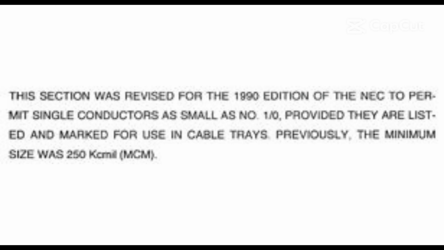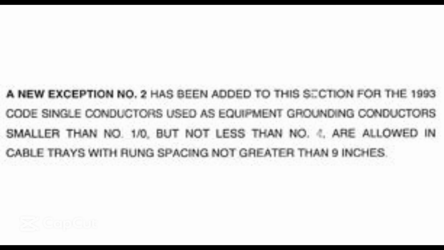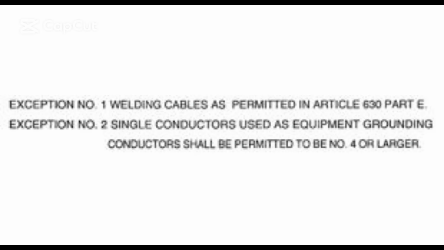This section was revised for the 1990 edition of the NEC to permit single conductors as small as 1/0 provided they are listed and marked for use in cable trays. Previously, the minimum size was 250 kcmil. A new exception, 2, has been added to this section for the 1993 code: single conductors used as equipment grounding conductors smaller than 1/0 but not less than 4 are allowed in cable trays with rung spacing not greater than 9 inches. Exception 1.